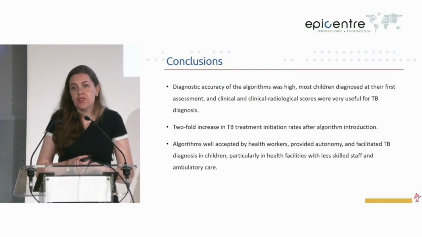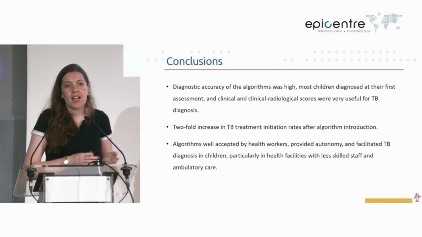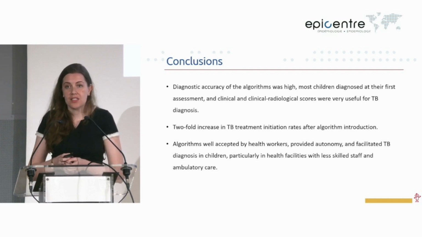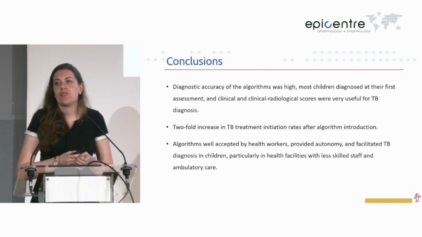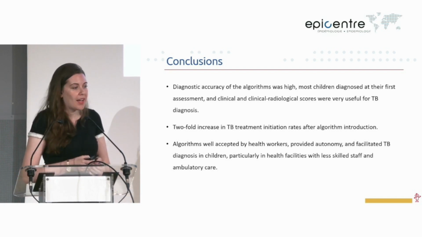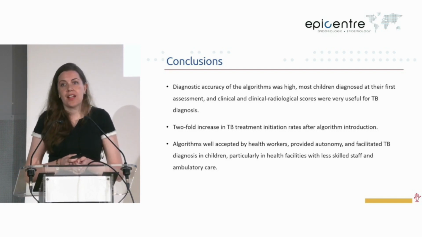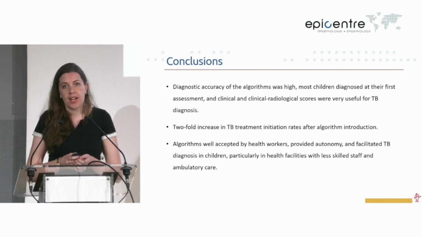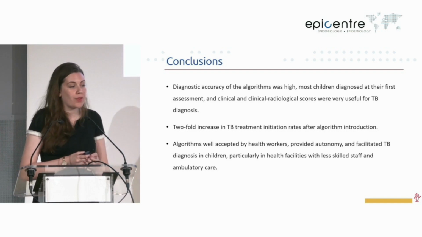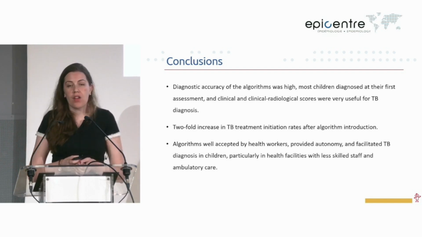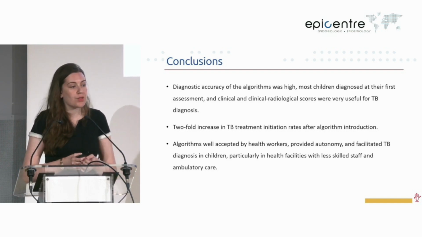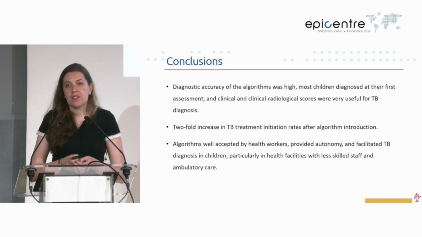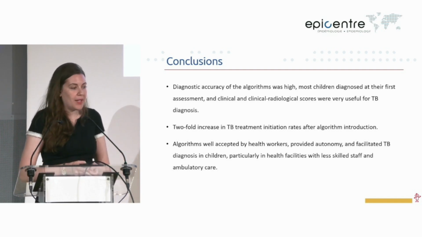So, from the results of these three pillars of our study, the diagnostic accuracy study, the analysis of routine data, and the feasibility and acceptability mixed method study, we have a few conclusions we'd like to share with you today. First, we found that the diagnostic accuracy of the algorithms was high, and most children who were diagnosed with the algorithms were diagnosed at their first assessment. We also saw that the clinical and clinical radiological scores were very useful elements of the algorithm for diagnosing TB.